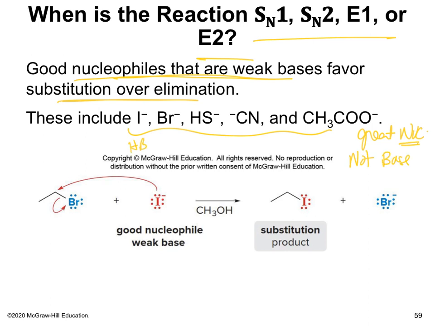You know HBr is a strong acid. HI is a strong acid. These are not bases. So you might want to memorize that. So whenever you see these, you're going to think, oh, okay, and these have the negative charge. I'm going to go with SN2. So here, even though we have a primary, this is going to be an SN2.